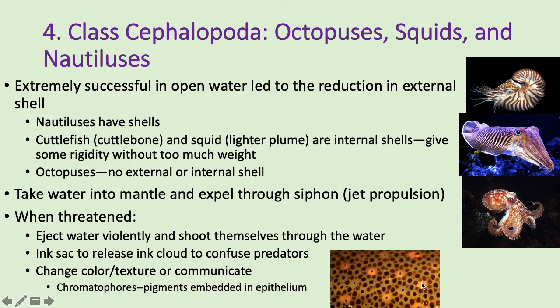Another thing, which I'll show you a video, is that they have these pigments in their epithelium called chromatophores that can change color as well as change texture, so they can actually camouflage in their environment. And this is something that's been discovered within the last decade. And these chromatophores can change very rapidly. And they also think that the chromatophores are used to communicate.